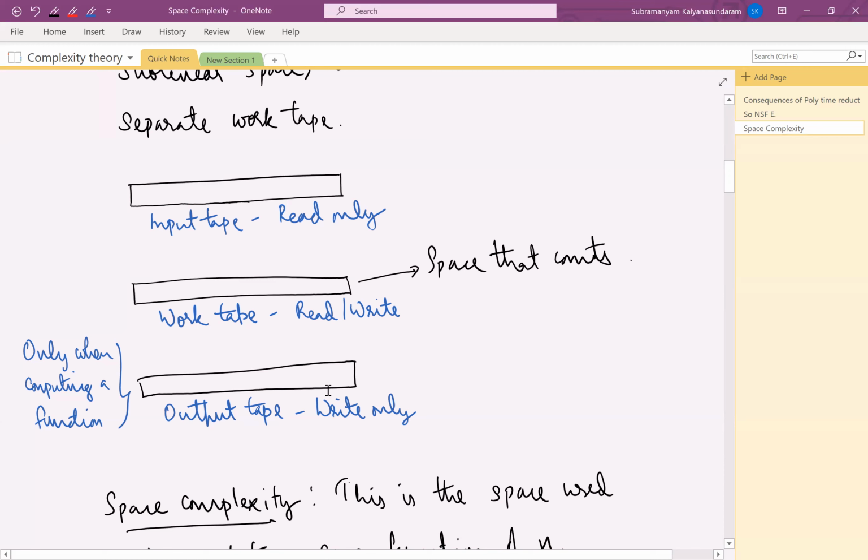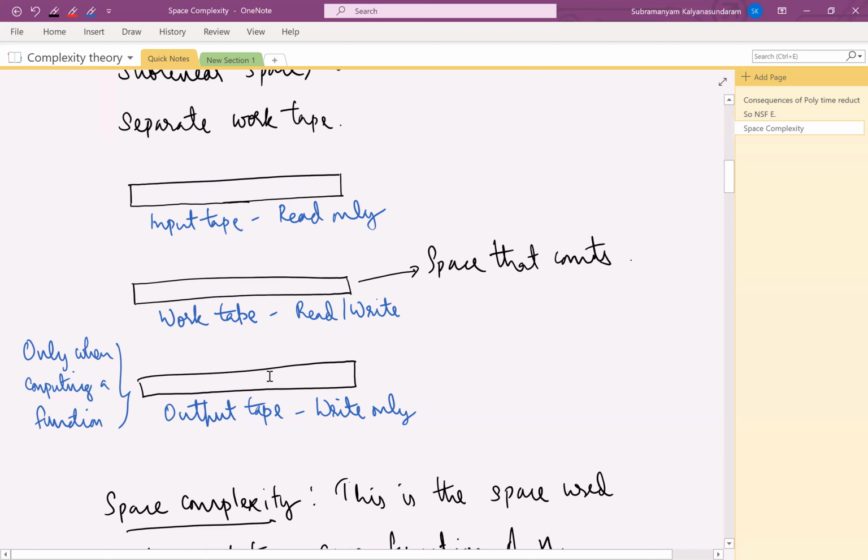But suppose we are computing a function, let's say given x, you are computing f of x. Perhaps the function could be a mathematical function. Perhaps it could be a reduction function. Let's say you want to reduce from an instance of problem A to a problem B. In that case, the output is not a yes/no, accept/reject output. It could be another string. In that case, we have an output tape, and even the space used by the output tape is not counted towards the space usage of the machine.